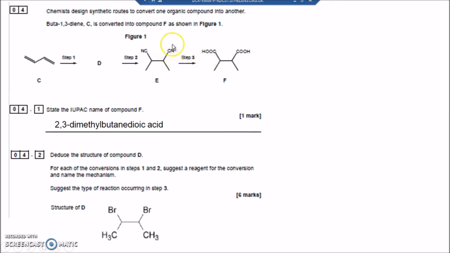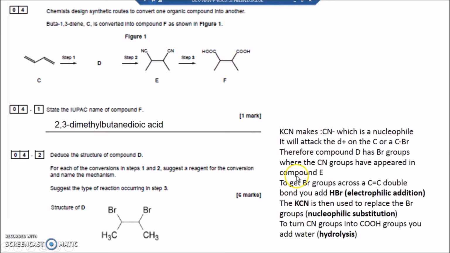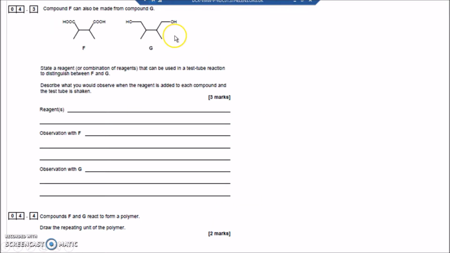And then to convert CN into COOH, you actually add water. That's a little known reaction, just something to remember. You don't need to know the mechanism. You can convert CN into a carboxylic acid by adding water, and that reaction is called hydrolysis. So HBr by electrophilic addition, KCN, potassium cyanide, would then replace the Brs by nucleophilic substitution, and the CNs can turn into COOHs by adding water, a process known as hydrolysis.